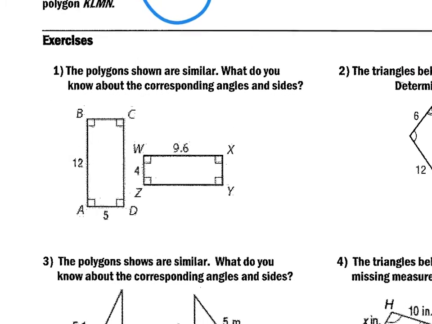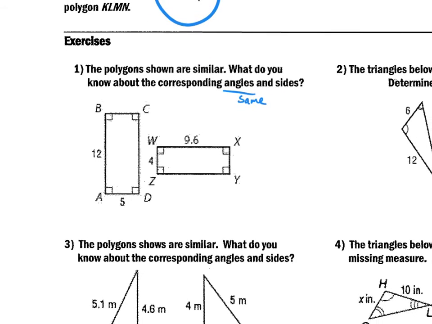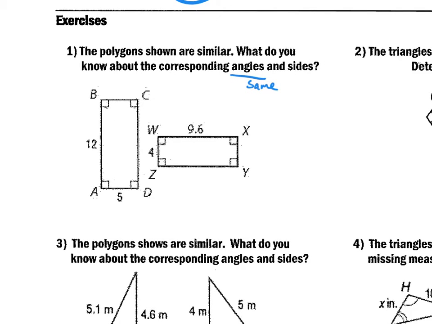So on this first exercise, what do you know about the corresponding angles? Again, the angles are going to be the same, but we want to figure out the sides. So label off our corners. So A, B, C, D, just like you are saying the alphabet. And that's how I numbered them, 1, 2, 3, 4.